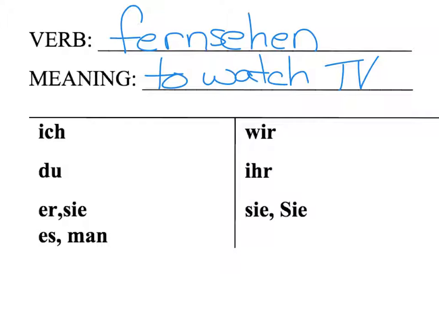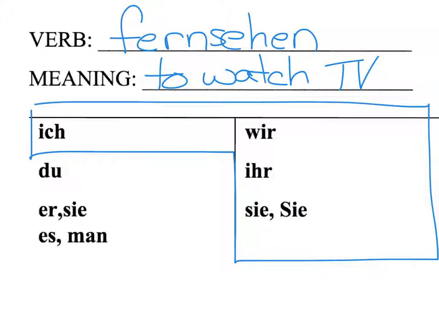Okay, so this one's irregular as well. But if you know how to conjugate sehen, then you already knew it was irregular and you know how to conjugate it. It works the same way. How do people know what you're watching then if you don't say what you're watching? Like that seems weird. Then you just don't use the fern part. You can say you're watching whatever. But this is very specifically I'm watching TV.